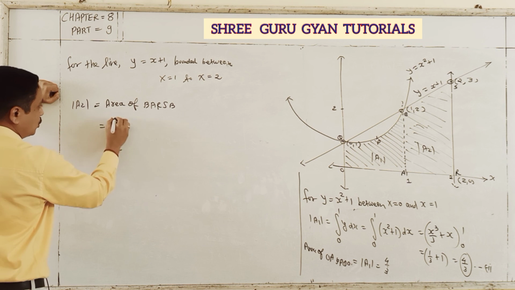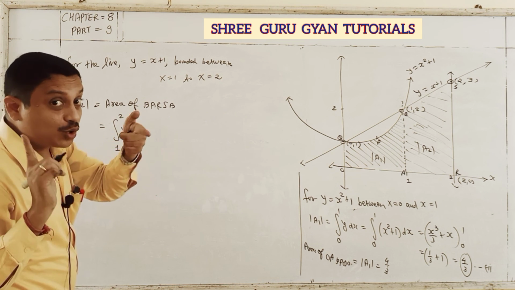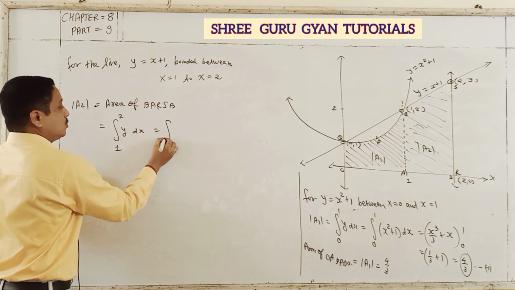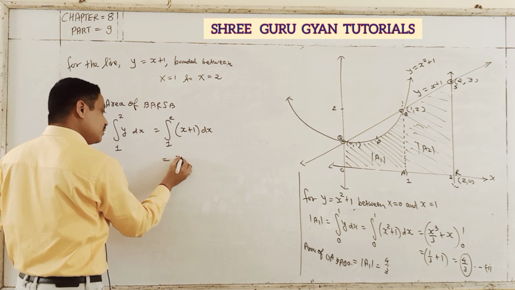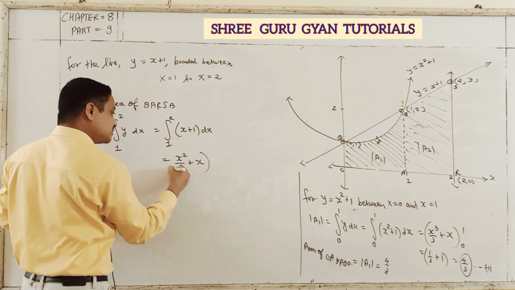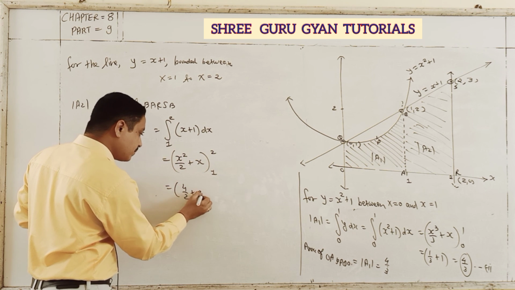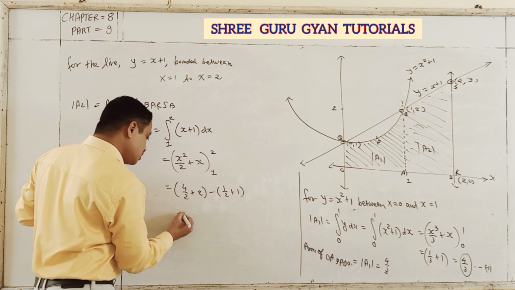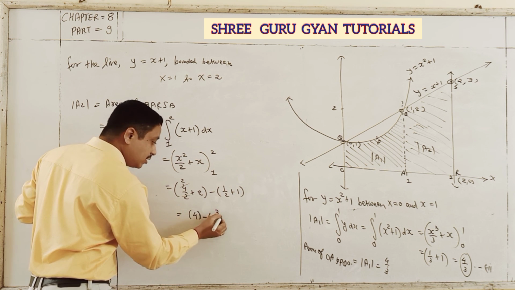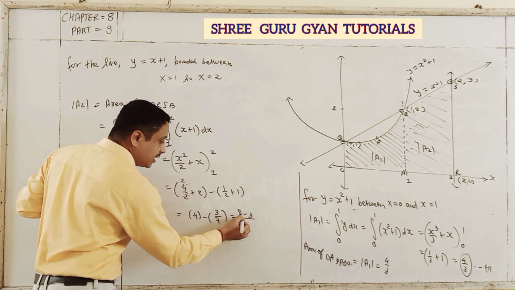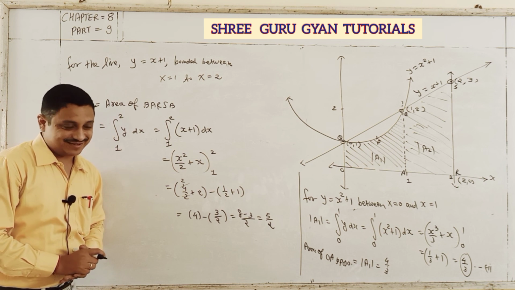We will do integral from 1 to 2 of y dx. 1 to 2 of y dx means only the line represents 1 to 2, but what is y? x plus 1, which integrates to x² by 2 plus x, and here 1 to 2. So students, putting 2 gives 4 by 2, putting 1 gives 1 by 2, so 2 plus 2 makes 4, and here 3 by 2, so 4 plus 1 minus 3 by 2 is 5 by 2.